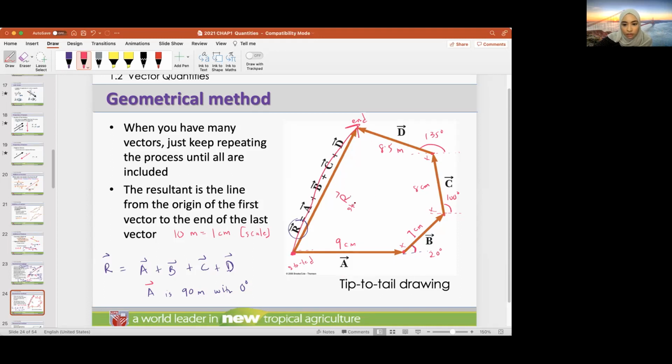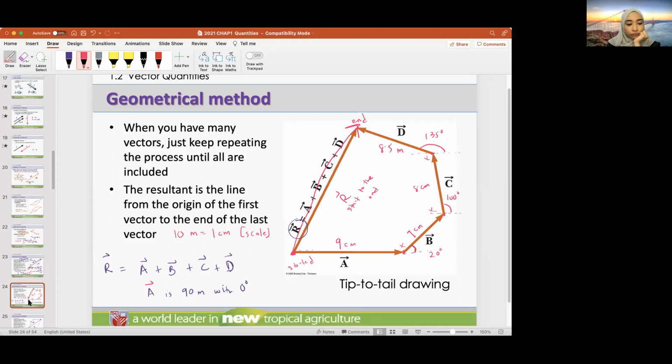Always from the start to the end. Okay, my writing is bad but please understand. Okay, resultant vector, always you draw it from the start to the end. Okay, so that's one method.